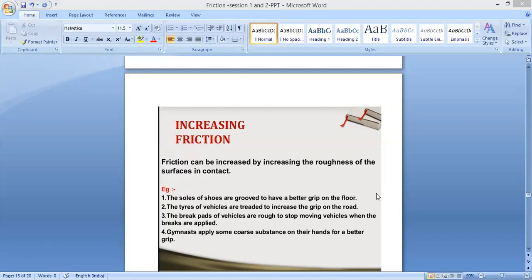Same like the brake pads of vehicles are rough to stop moving vehicles when the brakes are applied. So the brake pads of a vehicle should be rough in nature. If it is smooth, it will give less friction, and the vehicle will not stop. So it is rough in nature to stop moving vehicles when the brakes are applied.